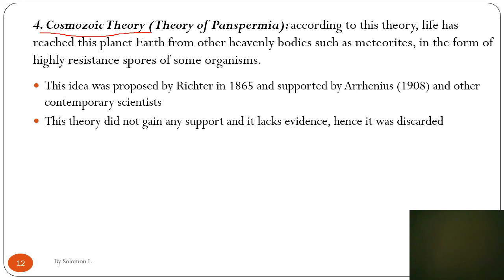The cosmozoic theory, or theory of panspermia, is another type of theory of origin of life. This theory suggests that life has reached this planet Earth from other heavenly bodies such as meteoroids, especially in the form of highly resistant spores of different organisms. This theory was proposed by Richter and Arrhenius. However, it doesn't have any support and evidence, therefore it is already discarded.